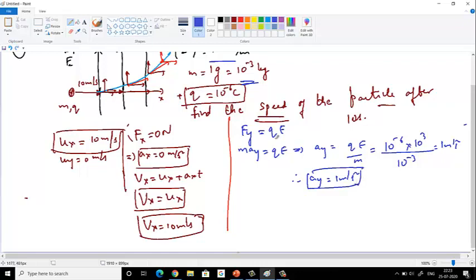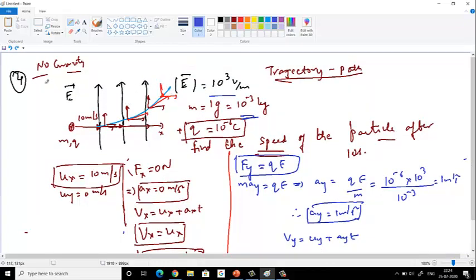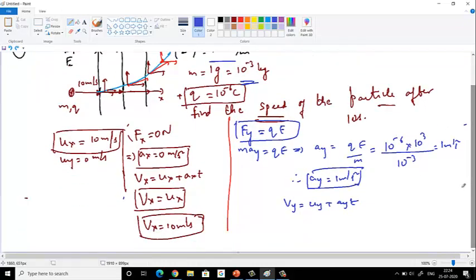There is acceleration. Why? Because there is force. In the earlier case, there was no force. When there is no force, acceleration is 0, so initial velocity is equal to final velocity. But in this case, you can't do that directly. So Vy is equal to Uy plus Ay into t. This we are going to use. Kinematic equations are applicable only when the acceleration is constant. Is the acceleration constant here? Yes, because the electric field is uniform. Had the electric field been non-uniform, then we could not have used this.